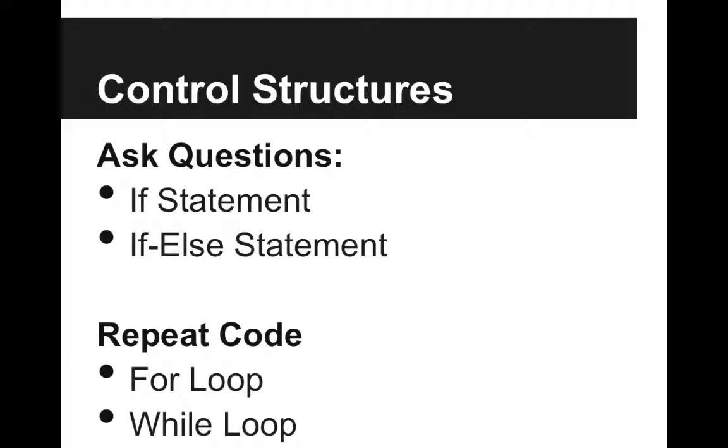Hi, in this video we are going to do an example using multiple control structures. So what are control structures? Well, we've introduced a few so far. There's two that let us ask questions about the world, the if statement or the if-else statement. And there's two that let us repeat code: the for loop, which lets us repeat code a fixed number of times, or the while loop, which lets us repeat code as long as some condition is true. These are known as control structures because they reflect the control flow of the program.